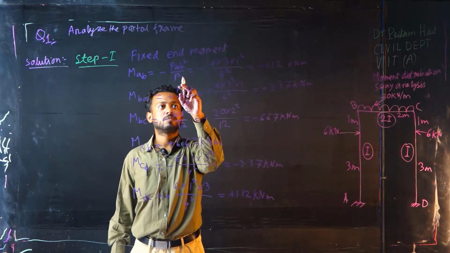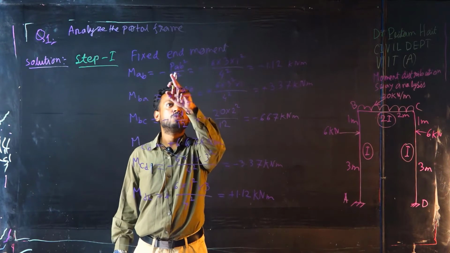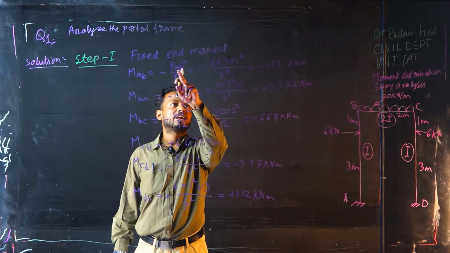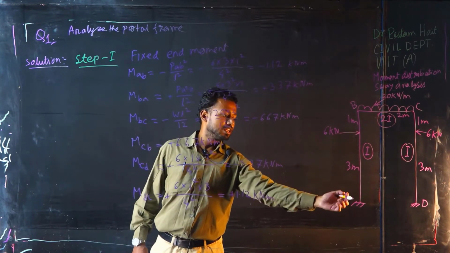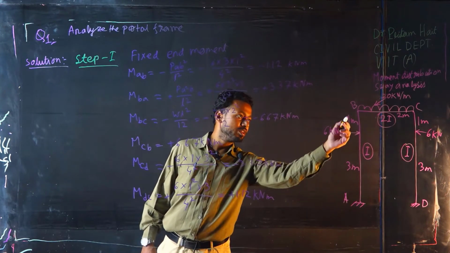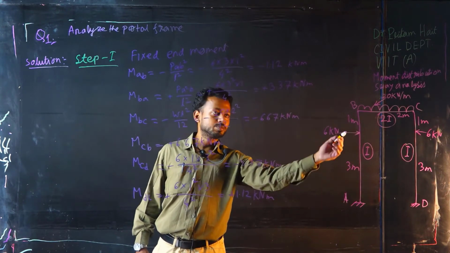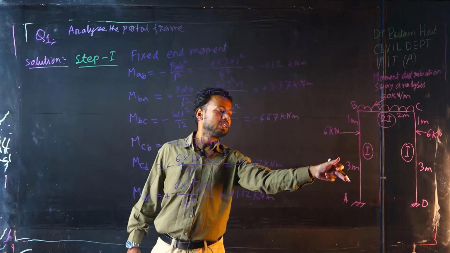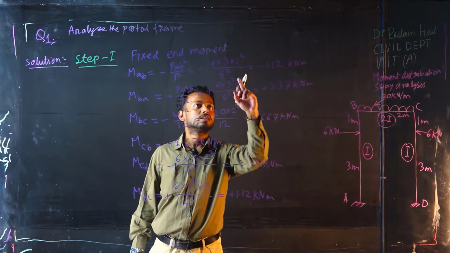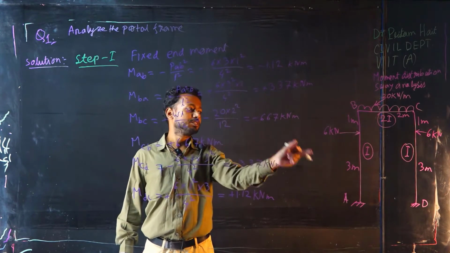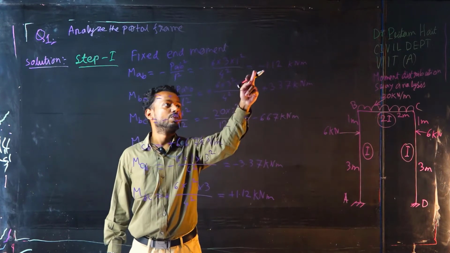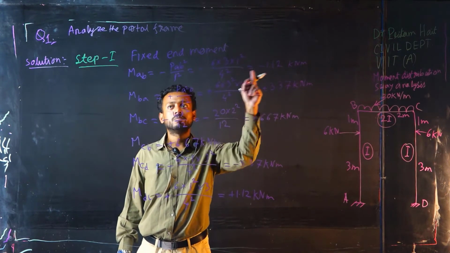P A B square by L square. Put the value, P is 6, A is 3. You are calculating moment from A to B, towards B. So A is 3, B is 1, that is 1 square, and L square, that means 4 square. We got minus 1.12 kilonewton meter.